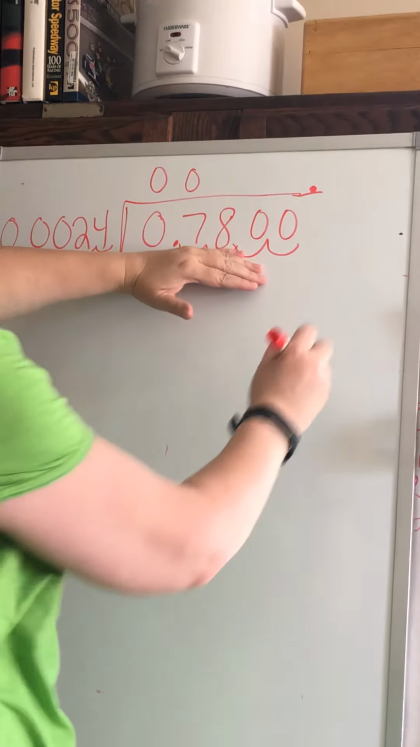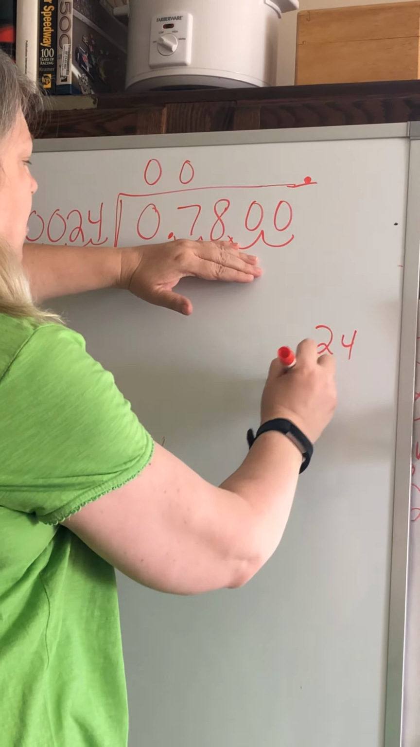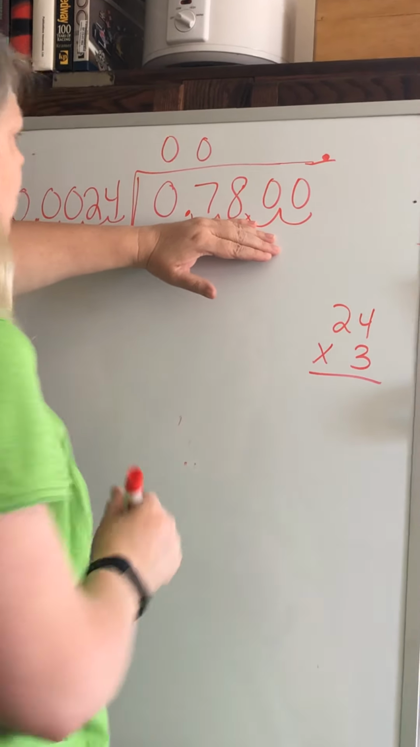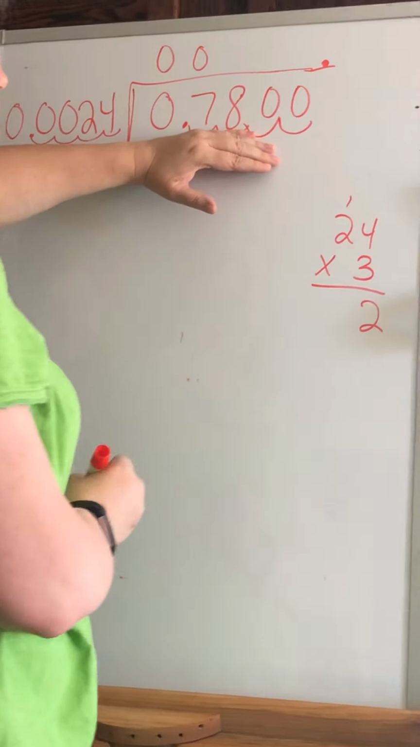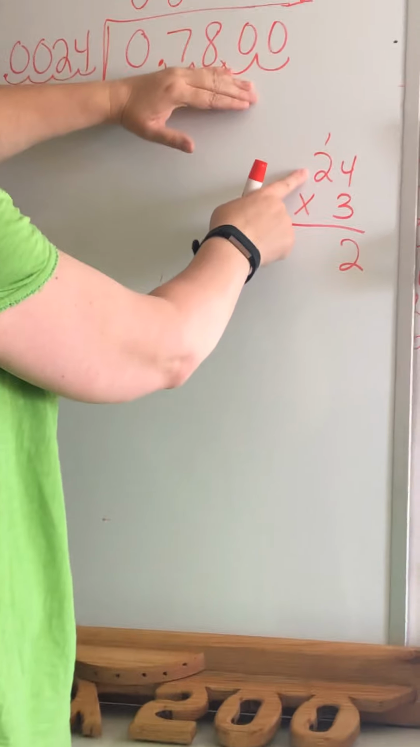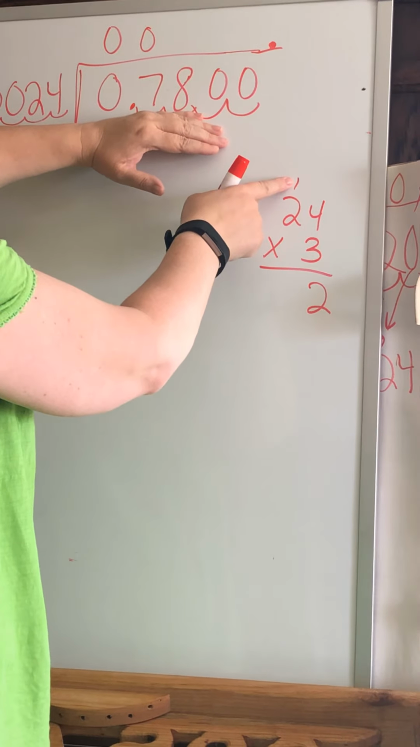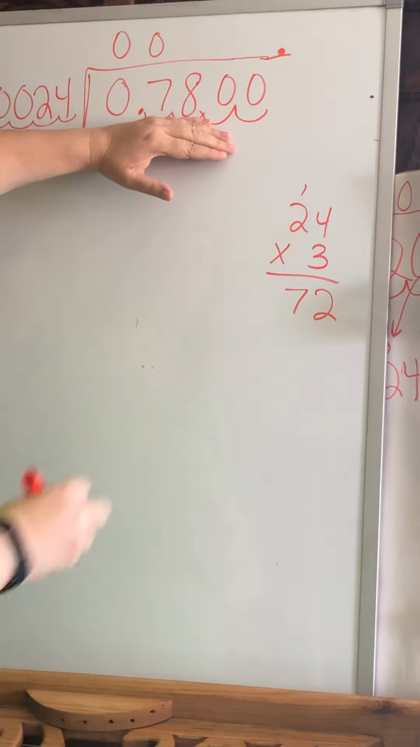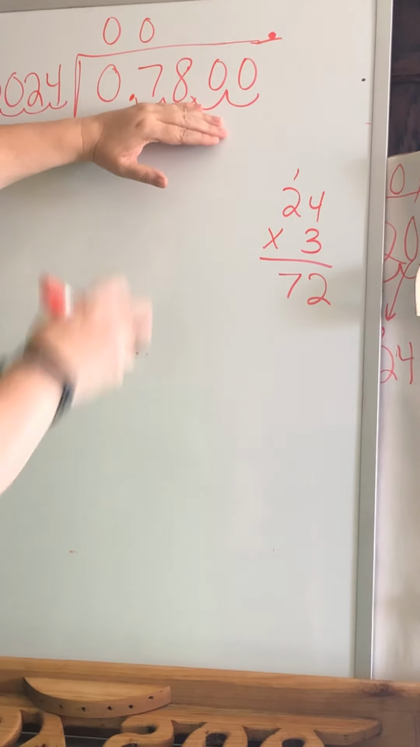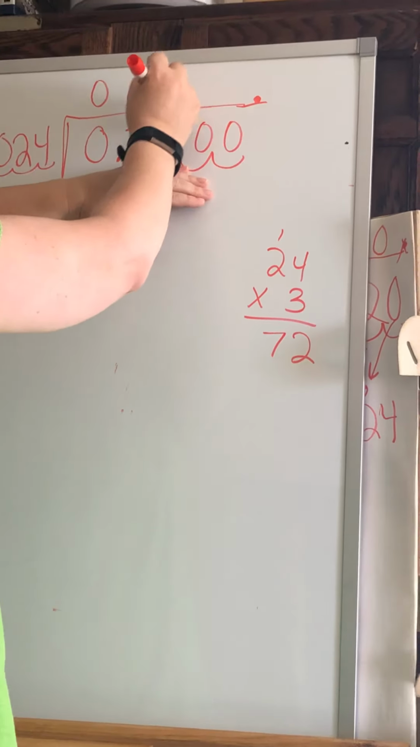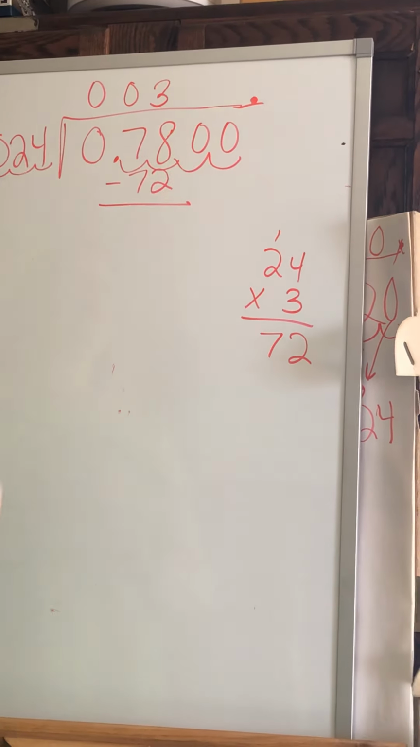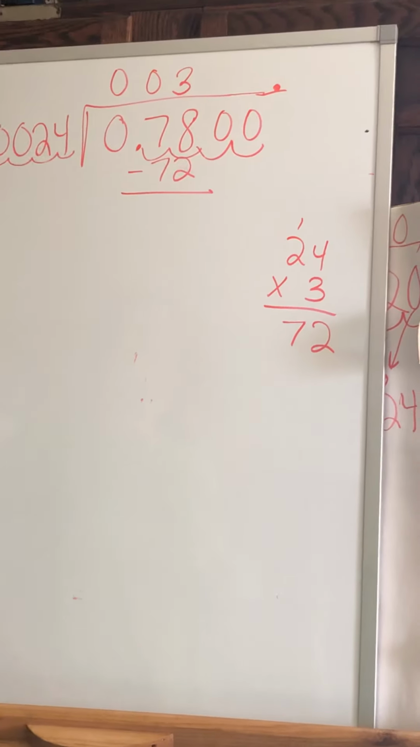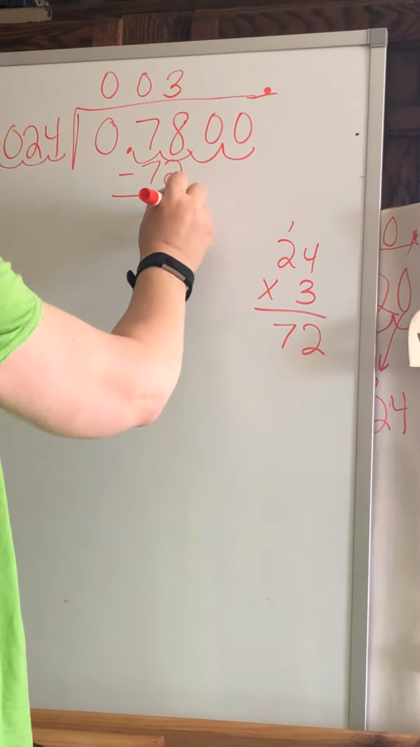Well, let's see if 24 times 3 is enough, but not too much. 3 times 4 is 12. Carry the 1. And then 3 times 2 is 6. Plus 1 is 7. So that's a good spot. Okay, so 24 can go into 78 3 times, and we're going to put 72 right here. 78 minus 72 is 6.